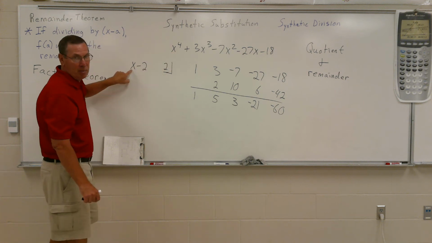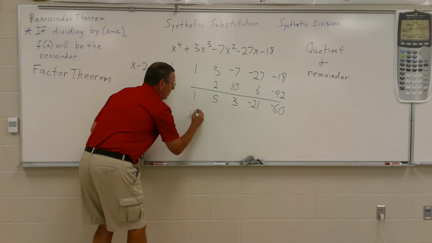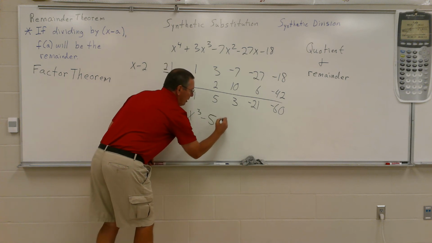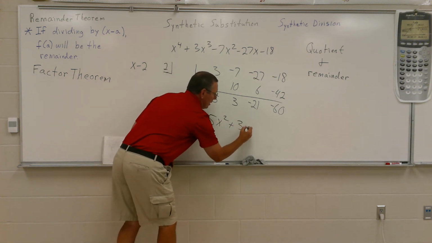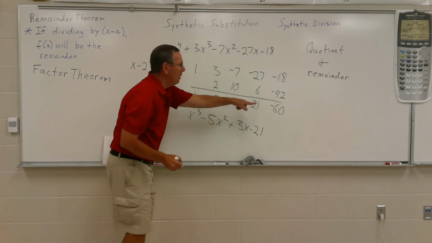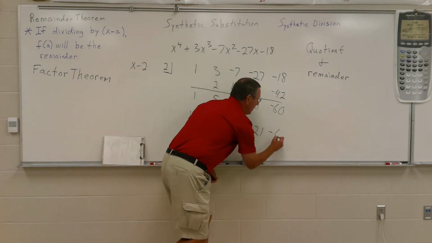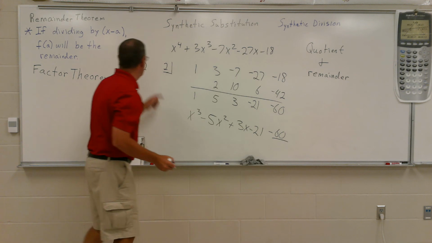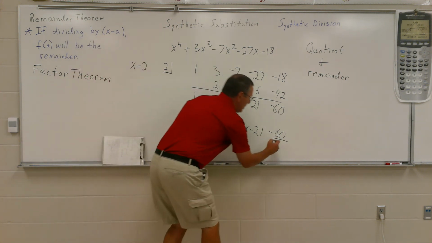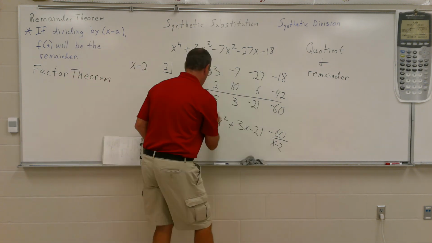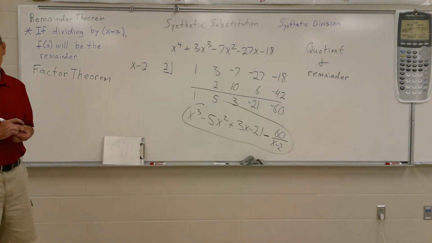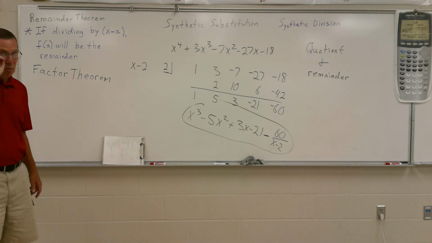I divided by an x to the first. So this is 1 of these x to the thirds, minus 5x squared, plus 3x. And then minus 21, this guy is my remainder, and I'm going to write this like this, minus 60, and we divided by x minus 2, so minus 60 over x minus 2, and there would be okay. Then we've got one more thing we have to do yet. One more thing.